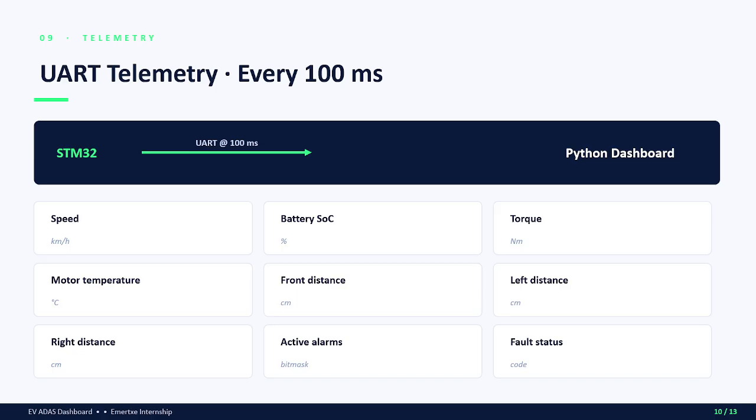Every 100 milliseconds, the STM32 sends two telemetry frames. The first frame contains EV information such as speed, battery SOC, torque, motor temperature, range, accelerator, and brake values. The second frame contains ADAS information including front, left, and right obstacle distance, time to collision, collision level, blind spot status, alarm level, and fault status. Python reads these UART frames and updates the dashboard instantly.